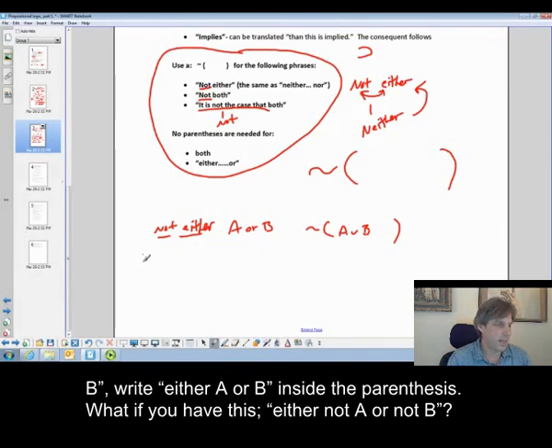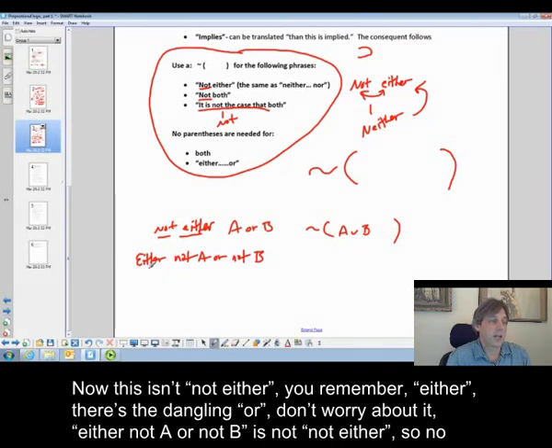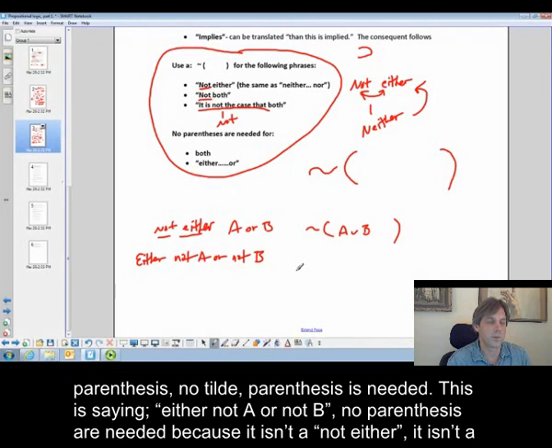What if you had this? Either not A or not B. Now this isn't not either, and remember with either there's the dangling or, don't worry about it. Either not A or not B is not a not either, so no tilde parentheses is needed. This is saying either not A or not B. No parentheses are needed because it isn't a not either, it isn't a neither.